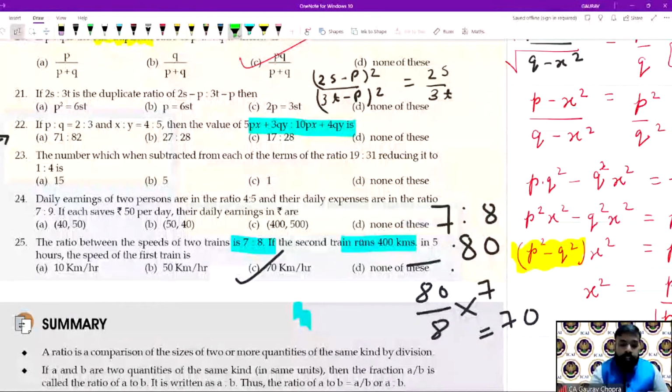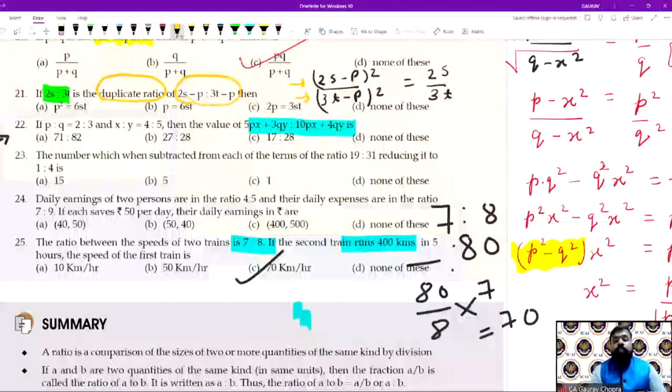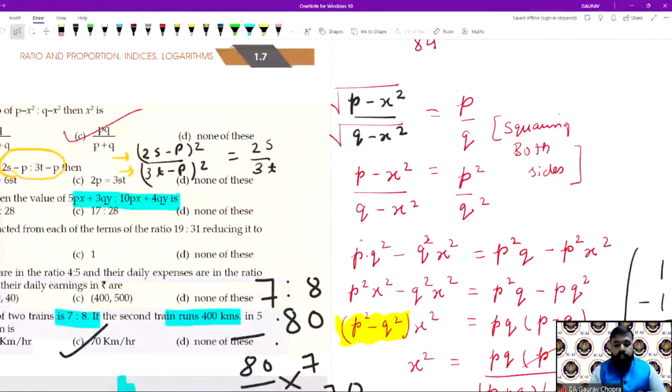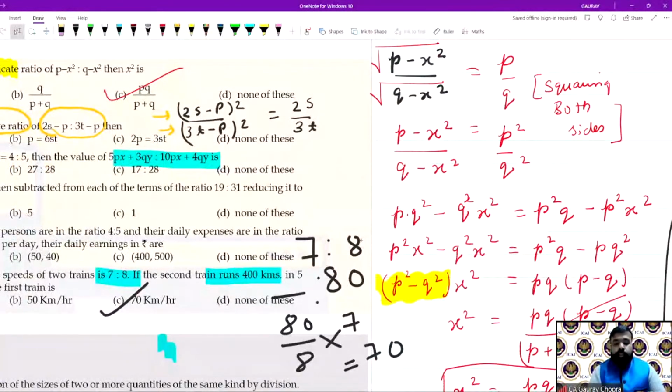So what the question is asking, this 2s ratio 3t, this ratio is the duplicate ratio. Duplicate means square. So if we do the square of the given ratio, we get 2s by 3t. So just we have to apply the square. So 2s minus p whole square upon 3t minus p whole square, and this is equal to 2s by 3t. Now we can do the simplification and get the result. So if you solve them, open the square and you will get your correct result. All right.